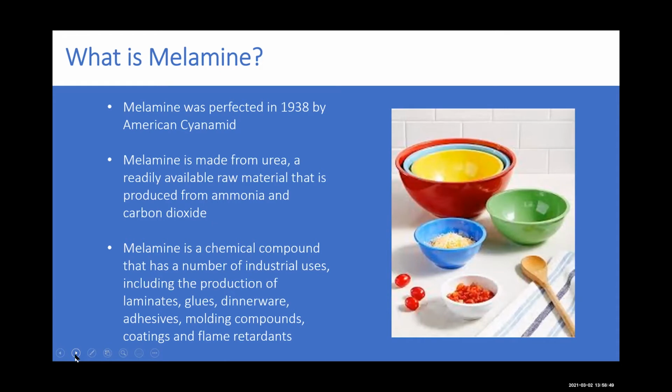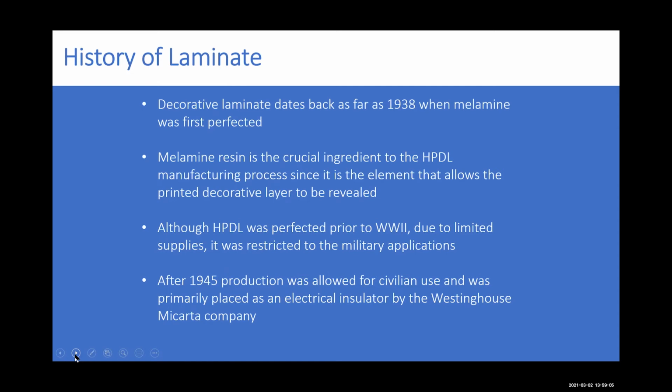The resin known as melamine is made from urea, which is a readily available raw material produced from ammonia and carbon dioxide. It was perfected by American Cyanamid in 1938. Many people associate plastic laminate with mid-century furniture manufacturing. However, decorative laminate dates back to the late 1930s when melamine became available. Due to the outbreak of World War II, its uses were restricted to military applications. After the end of the war, production methods requiring melamine were returned to the realm of civilian use.